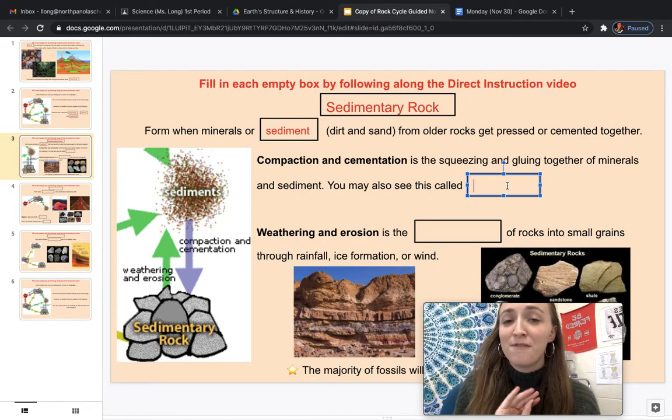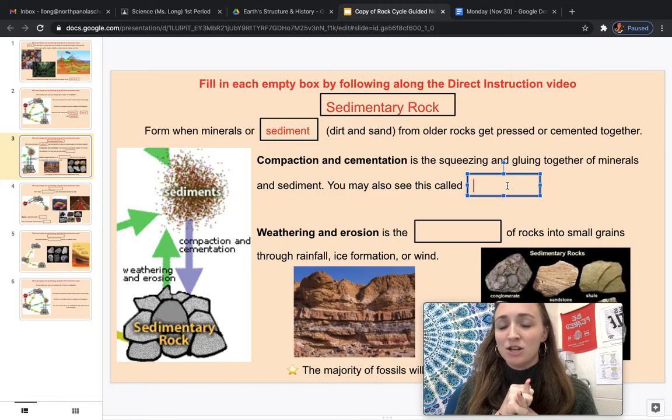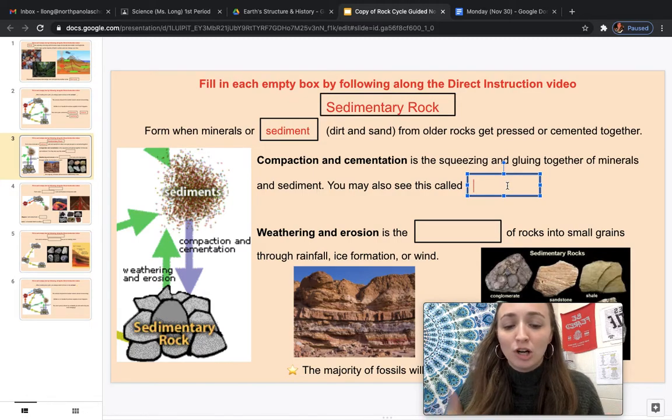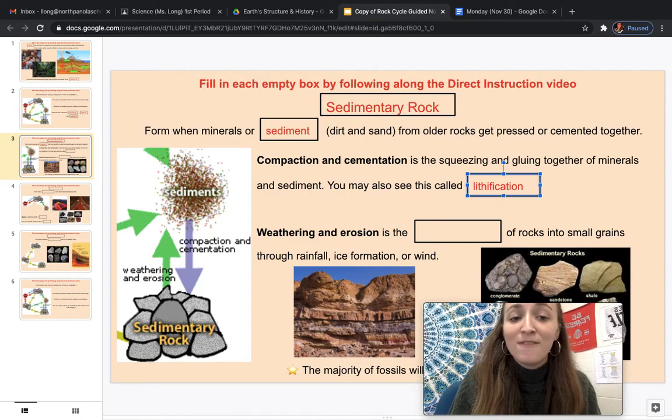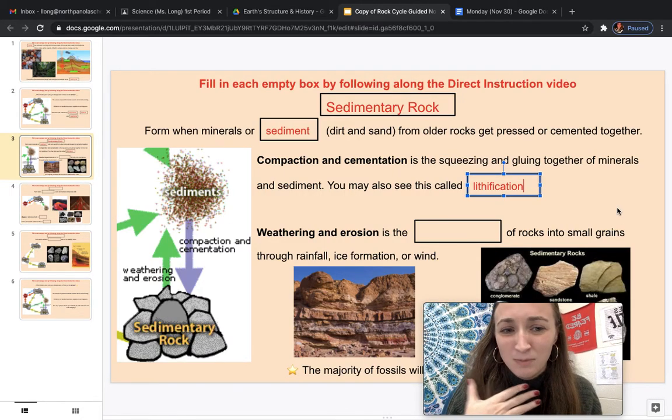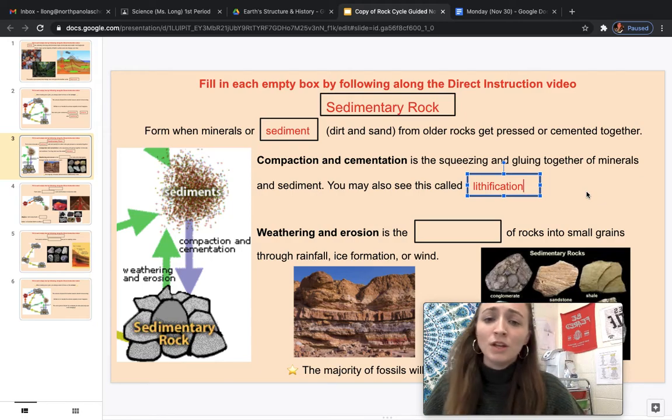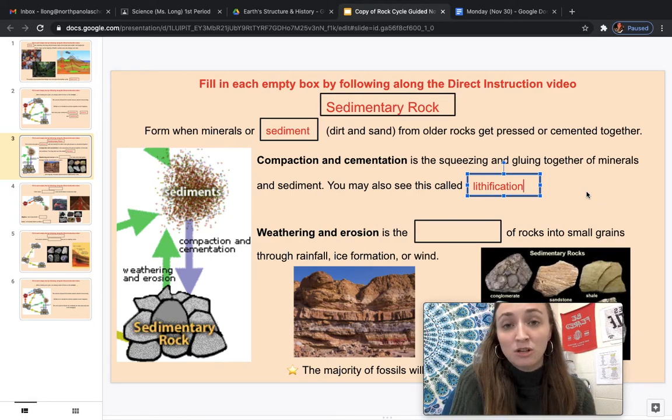Now, one big fancy word I want to throw at you. Sometimes you might not hear the words compaction and cementation. They might throw a different term at you called lithification. Lithification. It kind of sounds like you have a lisp when you say it. Lithification. So if you see compaction, cementation, or lithification, know that we're talking about sediments becoming sedimentary rock.